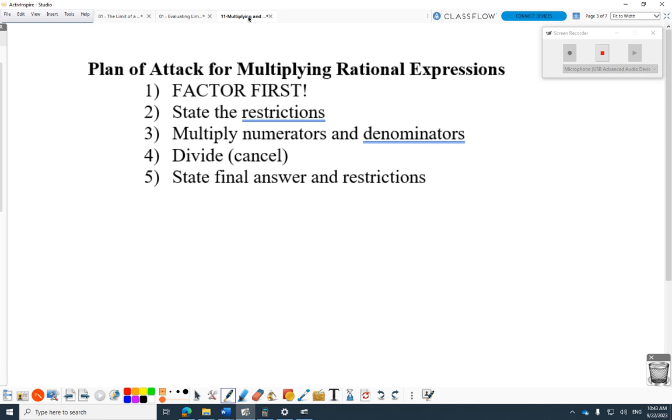I'll pause while you copy. In some ways, the most important slide of the day. It tells you exactly what to do. Many math people like stuff like this, where there's a procedure. I don't have to sit there and go, what do I do here? Oh, it's multiplying. I do this, this, this, and this.